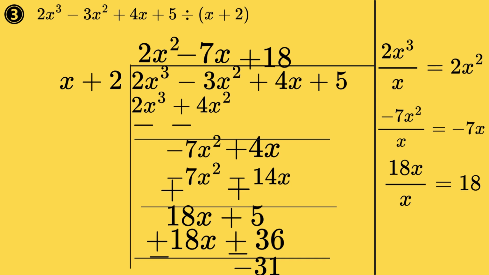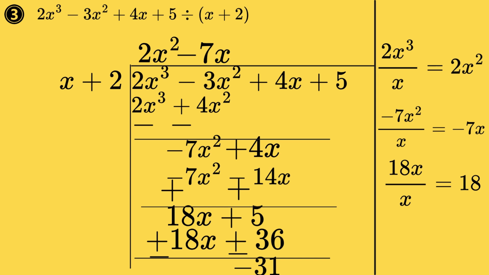Now the next step is to multiply minus 7x by plus 2, which will give you minus 14x. Now we will bring down the term plus 4x and put it next to minus 7x square, and put minus 7x square minus 14x below that and subtract it. This will give you 18x. Now we will bring down the last term of our dividend, that is plus 5. And we will divide 18x by x to give you 18.